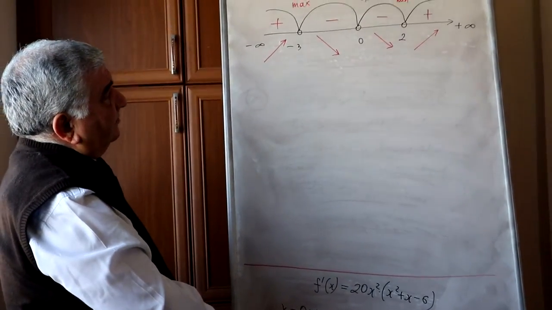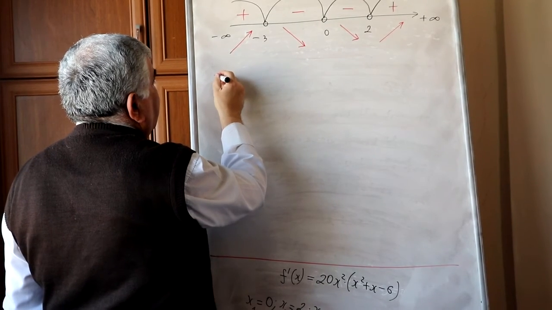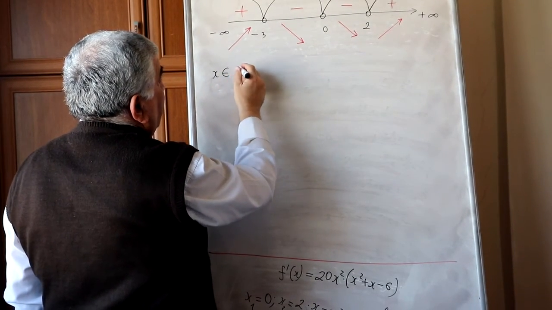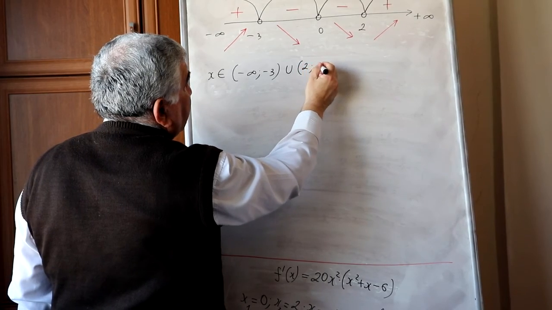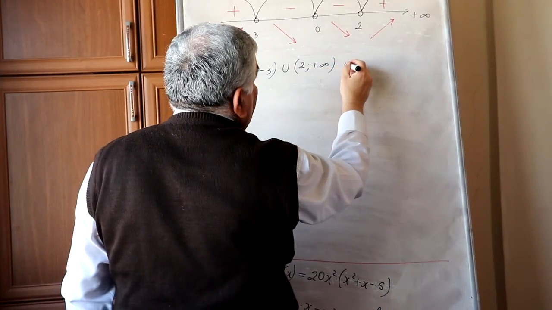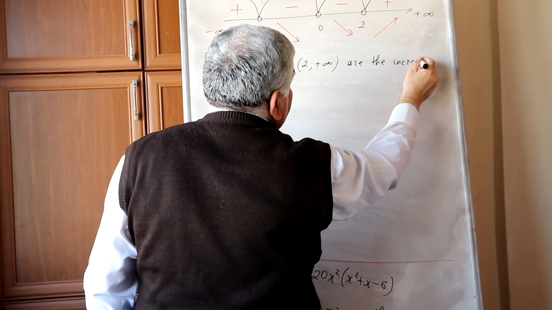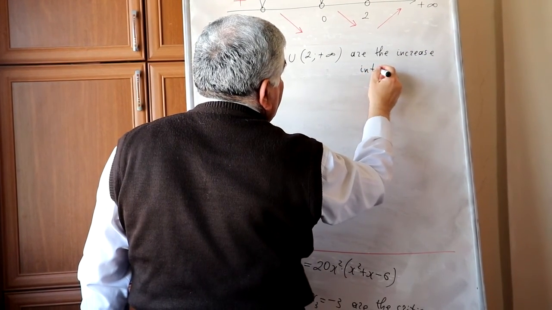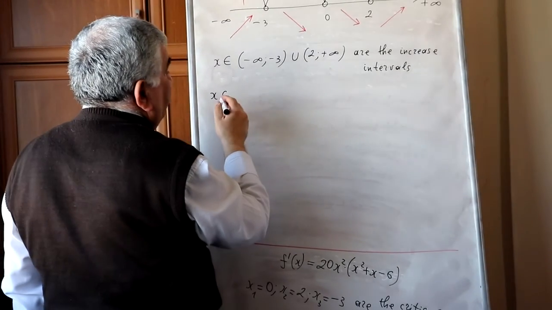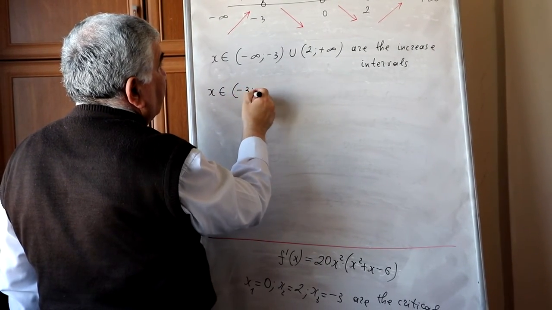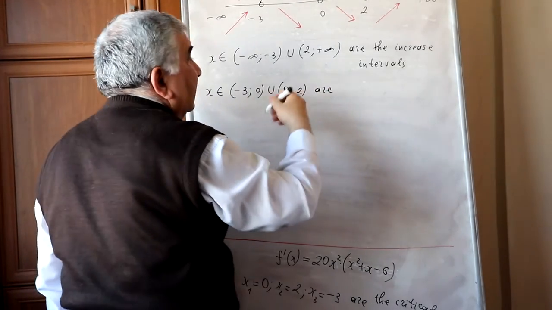Then write the intervals of increase and decrease. x belongs to the interval from minus infinity to -3, union the interval from 2 to plus infinity, are the increase intervals. x belongs to the interval -3 to 0, union from 0 to 2, are the decrease intervals.